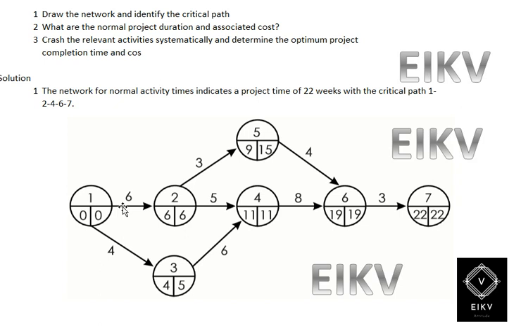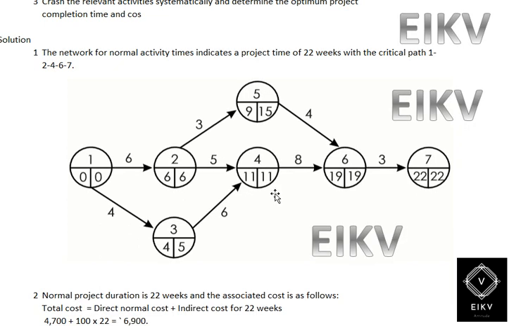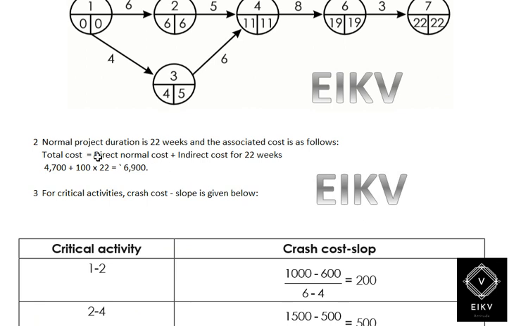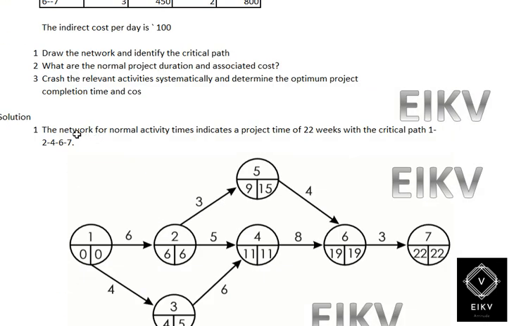So earliest start time and latest finish times will be as mentioned, and then we need to take the maximum critical path. So the critical path is nothing but the path which gives the maximum number of days. So the critical path will be 1 to 2, 2 to 4, and 4 to 6, and 6 to 7. So 1, 2, 4, 6, 7 will be the largest activity or the largest network. So it should be taken as critical path. As we discussed, 1, 2, 4, 6, and 7.